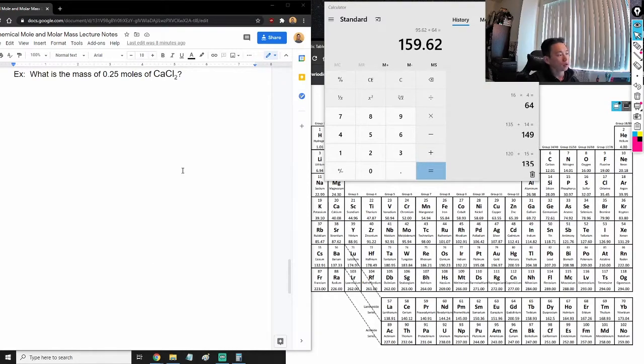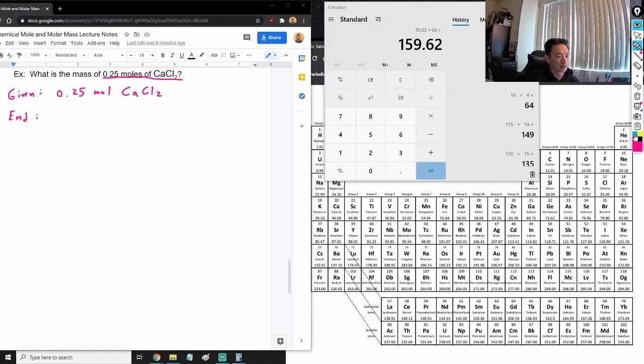Okay, so in this question, it's asking us what is the mass of 0.25 moles of CaCl2. So this is going to be a dimensional analysis problem, so we're going to be looking for our given, and we're going to be looking for our end. Now, the given is very easy. It just gives us a number and moles, so 0.25 moles. So we're going to do 0.25 moles, but we have to be very specific. Moles of CaCl2. So our given is moles of CaCl2.